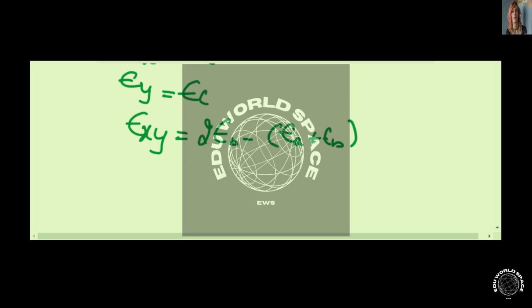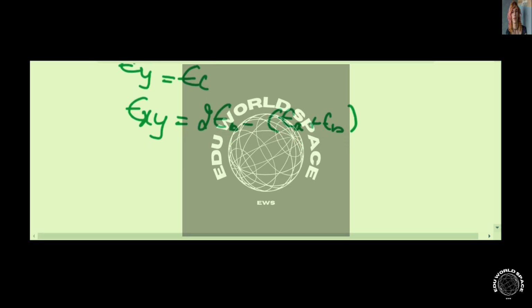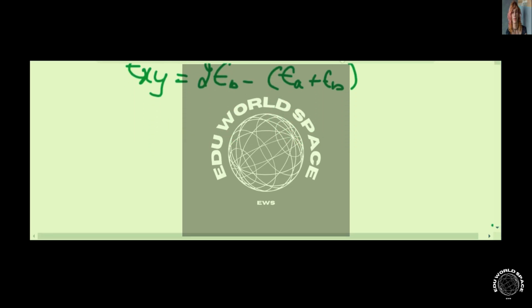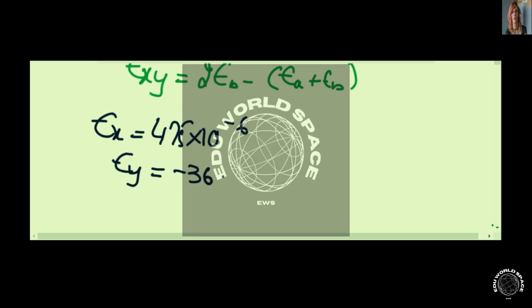Now, what we're going to do is substitute the values for these three equations. So, strain acting in the x direction is equal to 475 into 10 raised to power negative 6. Strain acting in the y direction is equal to negative 360 into 10 raised to power negative 6. And the strain acting in the xy direction is equal to 385 into 10 raised to power negative 6, right?